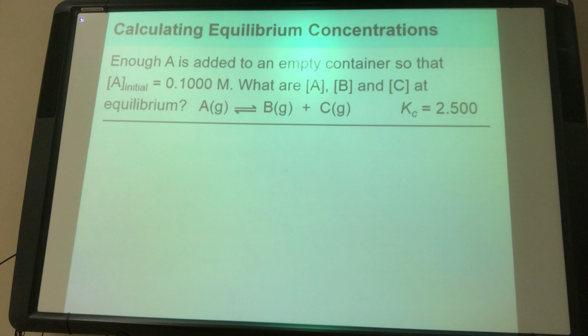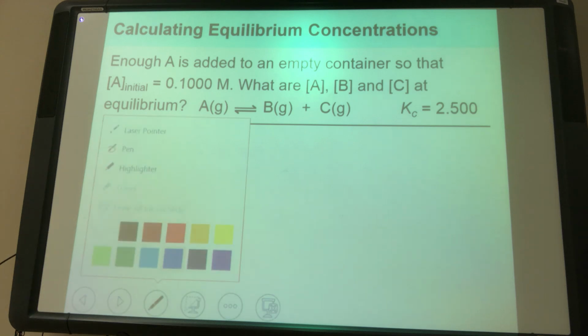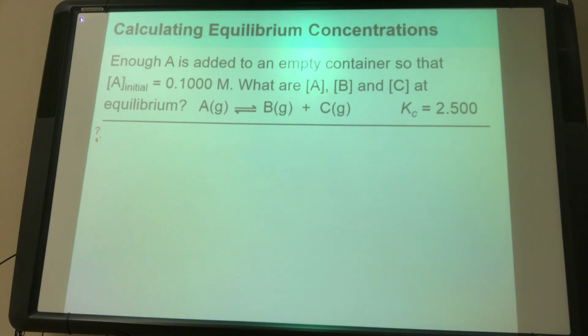And they gave me the equation and they gave me the Kc. All right, same like we always do. What am I looking for? I want to know A at equilibrium, B at equilibrium, C at equilibrium. When you do this, the first thing that should pop in your head is, I'm trying to find these equilibriums, so I'm probably going to have to do an ICE table. Remember, if you're trying to find the equilibrium concentration, it's an ICE table. I know, but once you know how to do it, not too bad, I promise.